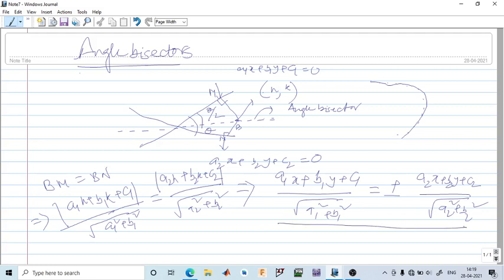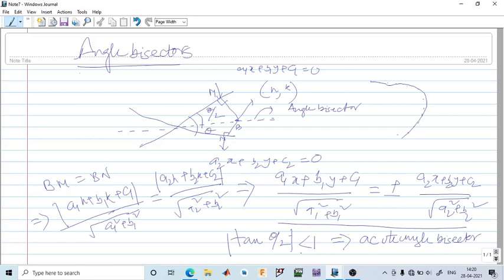This is the equation of the angle bisector, right? So there will be two angle bisectors. One will be the obtuse angle bisector, another will be the acute angle bisector. How to say which one is obtuse and which one is acute? To learn that, we normally see the value of tan theta by 2. If the mod value of tan theta by 2 is less than 1, that implies that the equation corresponds to the acute angle bisector.